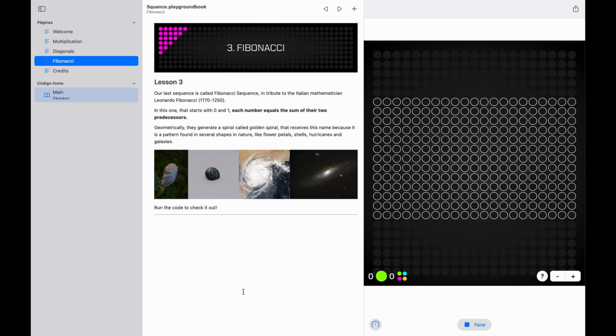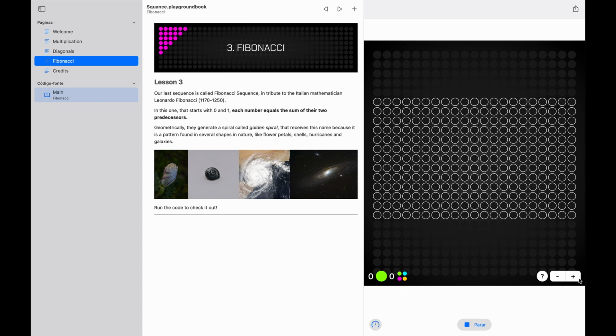Last but not least lesson is about the Fibonacci sequence. In the sequence we have the first two numbers being 0 and 1, and the following numbers are the addition of their two predecessors. This is a very cool sequence because its numbers generate the golden spiral that can be found in several elements of the nature as shown in these pictures.